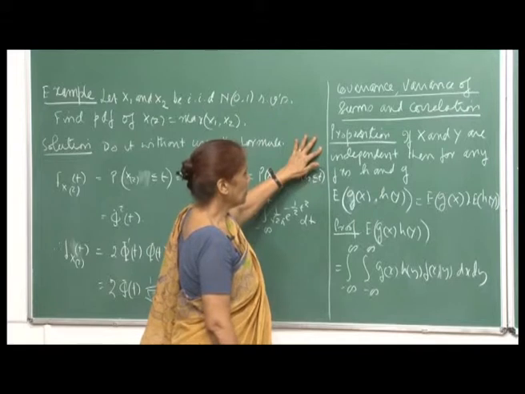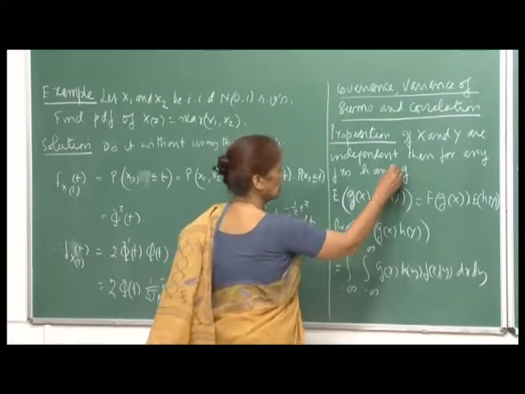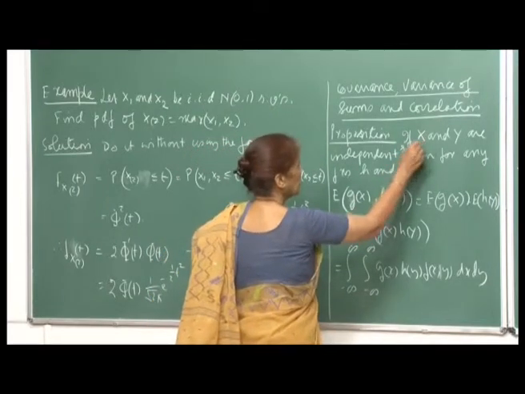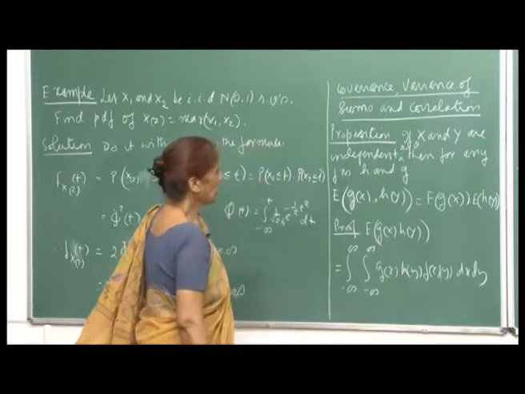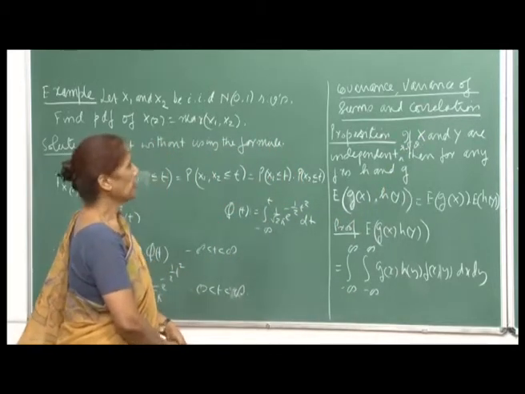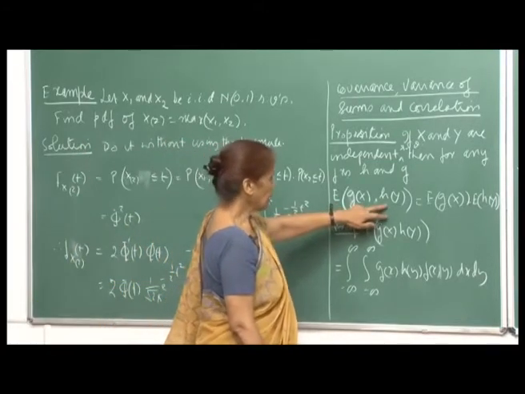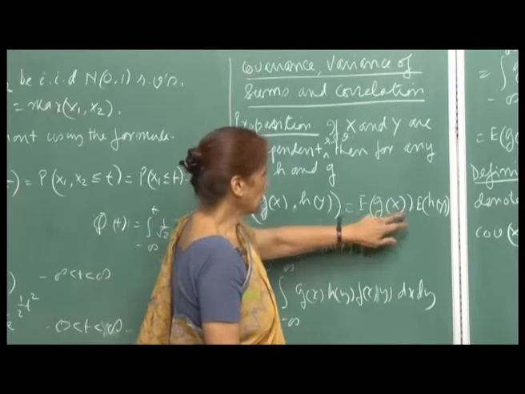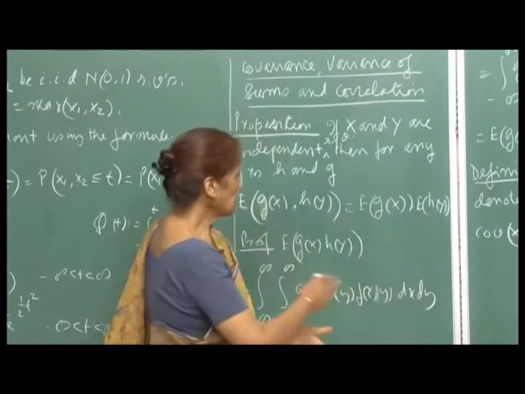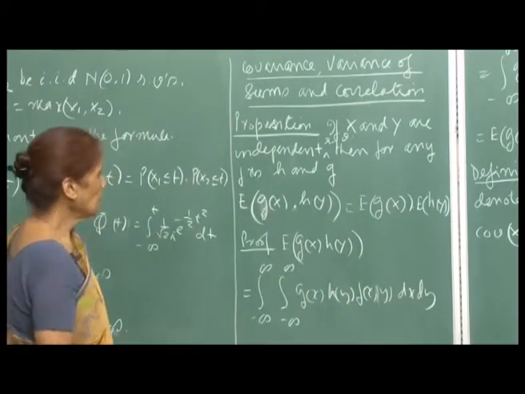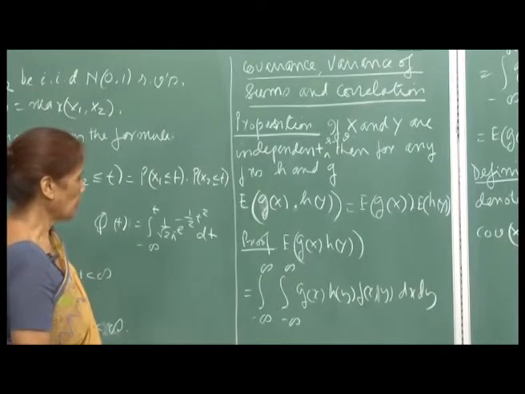If X and Y are independent random variables, then for any functions h and g, the expectation of g(X) times h(Y) is the expectation of g(X) times the expectation of h(Y). That means the independence carries over to the functions g(X) and h(Y) also.